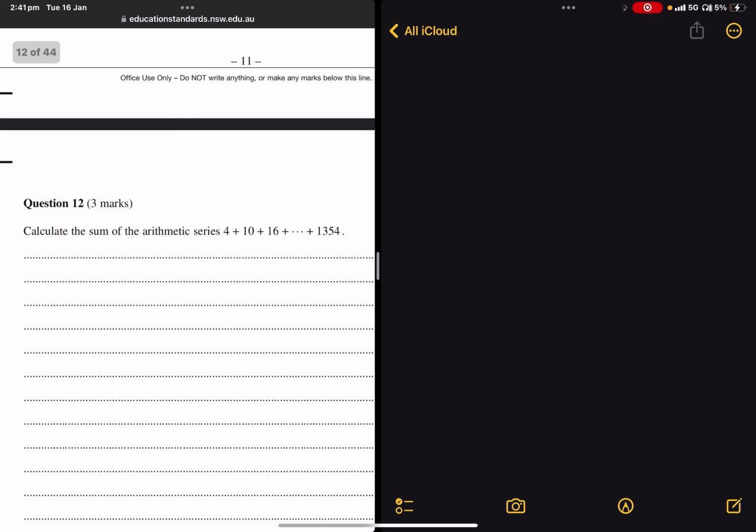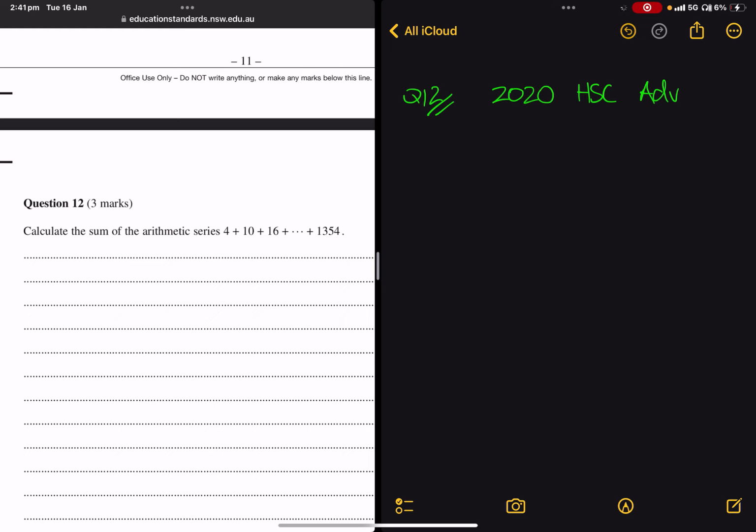Alright, so here we're going to have a look at question 12. This question comes from the 2020 HSC Advanced Maths paper. This is not an overly difficult question. It's right at the start of the paper. It's relatively simple if you know how to use the sequence and series formulas.